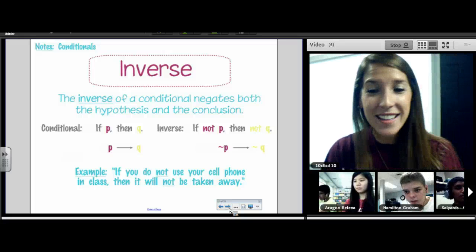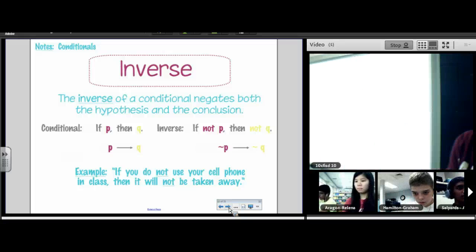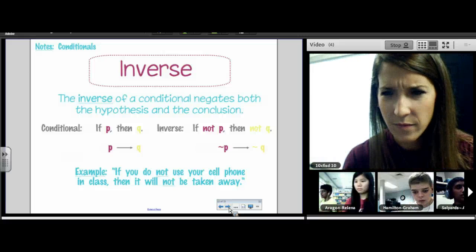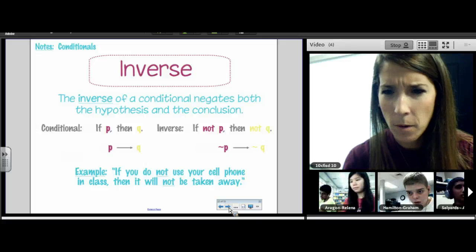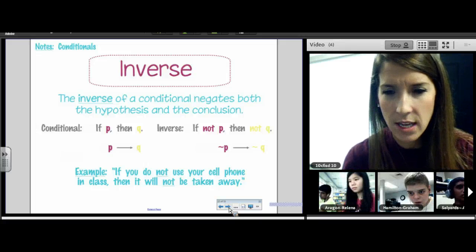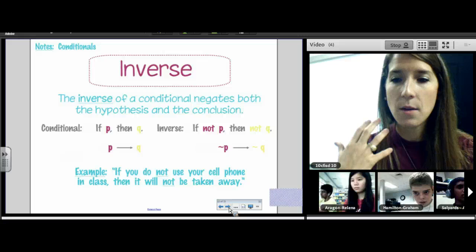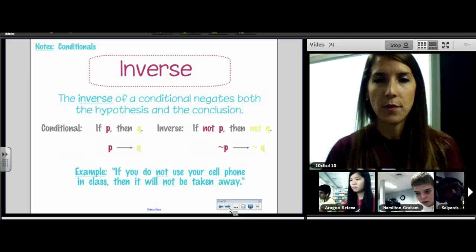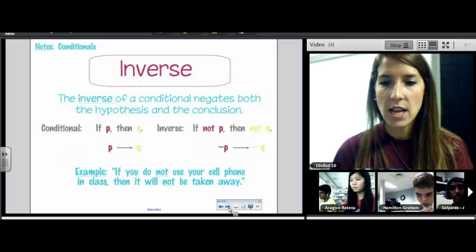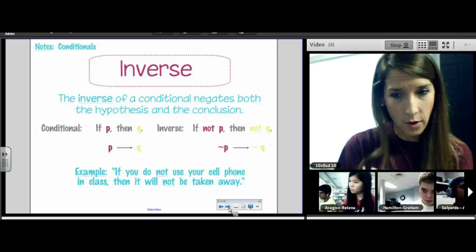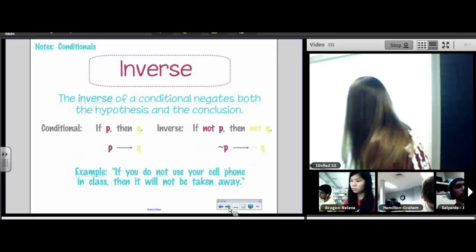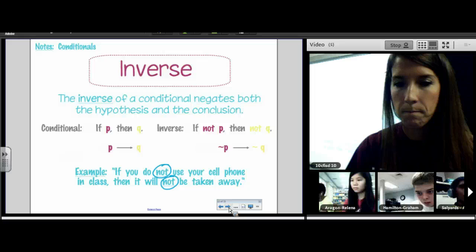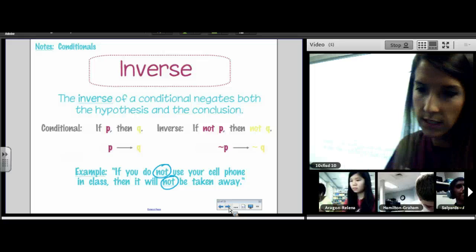Math is being grammatically incorrect? No, we're not. What is negation? Is that what you're asking? It's when you put the word not, we just negated the sentence. If you use your cell phone in class, the negation is, if you do not use your cell phone in class. You just add this word right here. Okay? This is all in your notes, so I'm not going to stay here any longer.